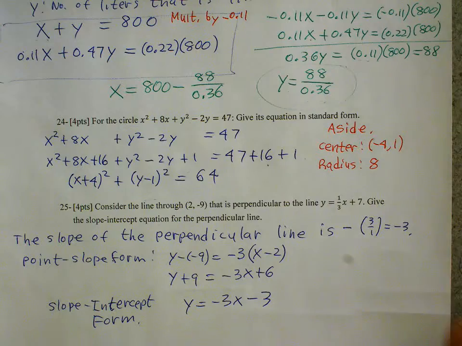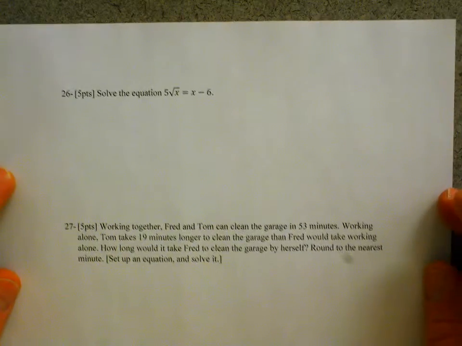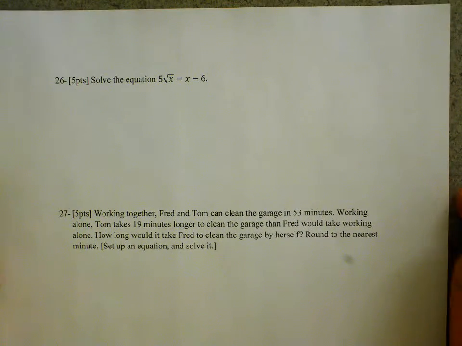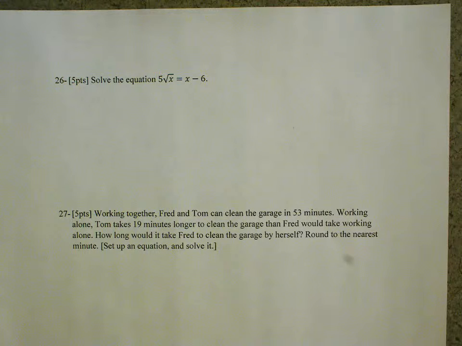Okay, the next page. Solve the equation 5 times the square root of x equals x minus 6. We want to solve for x. We see that x is inside a square root.